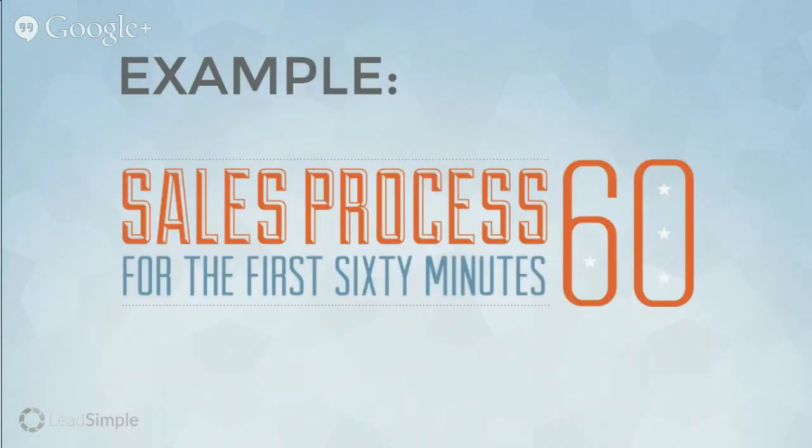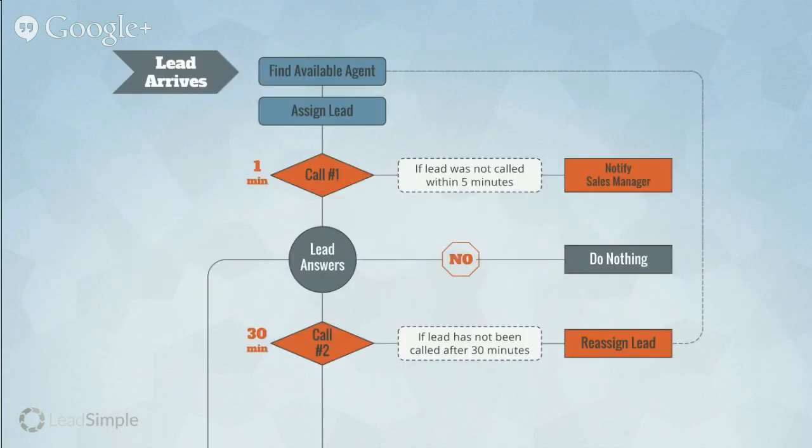So I want to dive into a very specific and granular sales process for one stage, and that is initial follow-up. This is a sales process for the first 60 minutes in the life of a lead. It doesn't get more granular than this. This is just an example. You could always modify and tweak this, but this is a very clear and explicitly defined process.